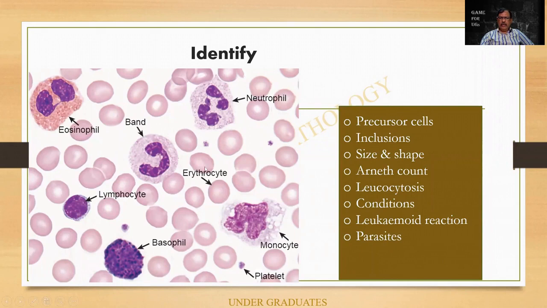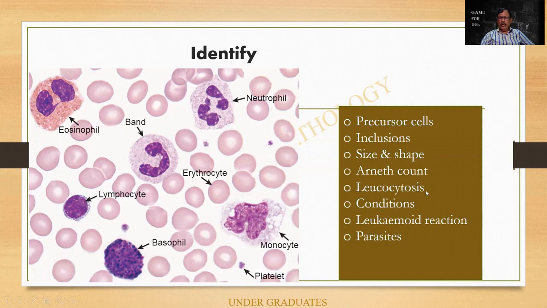Identification of the cells, I have already explained. Go through it once again. What are the precursor cells? R.A.T.S count is sometimes being asked. R.A.T.S means it depends on the number of segments. There can be 2 segments, 3 segments, 4 and 5 segments. It is almost rudimentary. We do not use it nowadays, but some examiners ask. It is a count based on the number of segments.